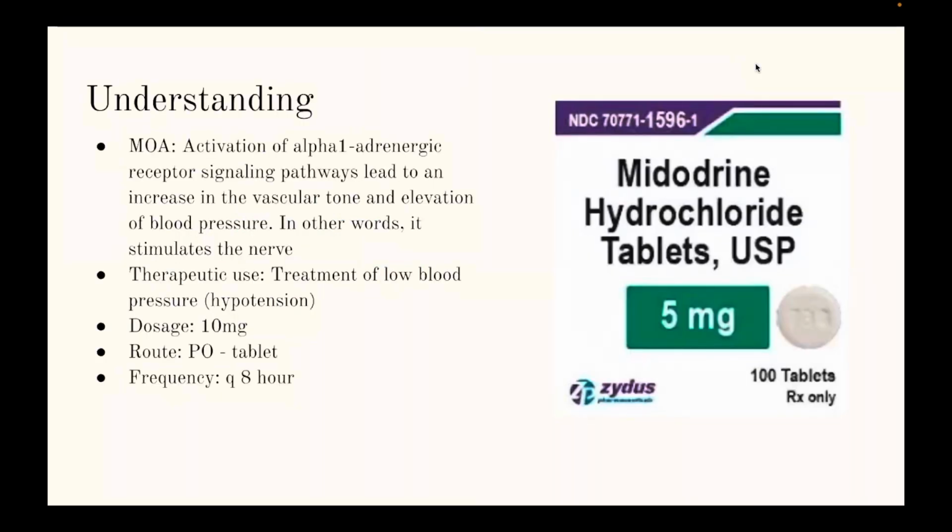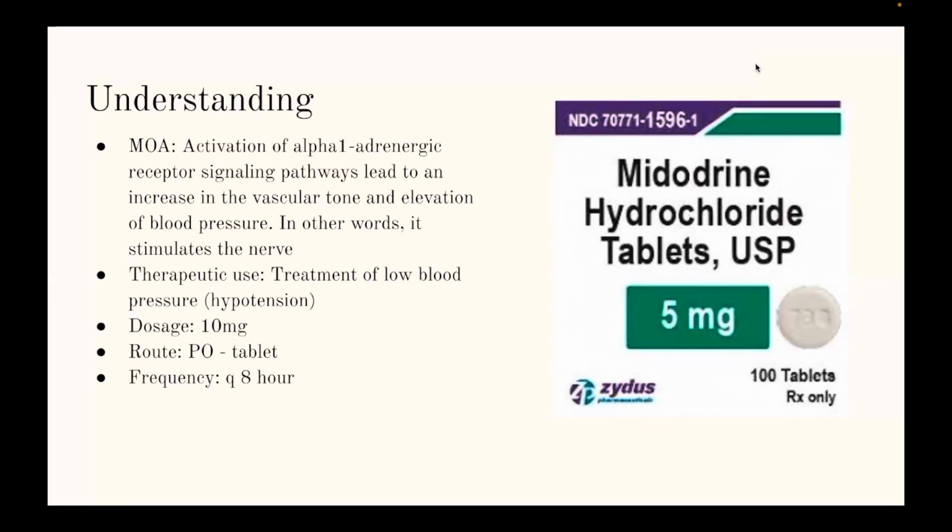So, some understanding of midodrine, the mechanism of action: the activation of alpha 1 adrenergic receptors signaling pathways lead to an increase in the vascular tone and elevation of blood pressure. In other words, it just stimulates the nerve. The therapeutic use is the treatment of low blood pressure or hypotension. The dosage is typically about 10 milligrams, and you'll find them in tablets. So, for example, on your right, you'll see a 5 milligram tablet. So, if your dosage was 10 milligrams, you would take two of those.